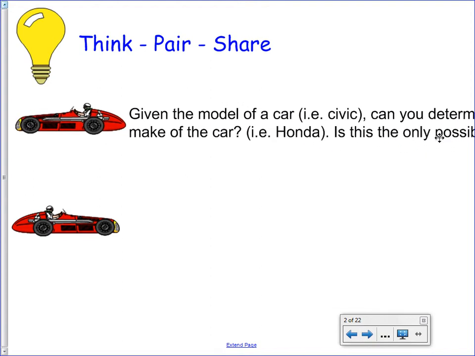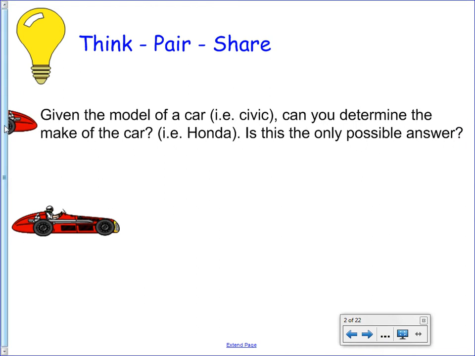I have here, it says, given, so for those of you who drive cars, I don't know anything about cars, given the model of a car, i.e. a Civic, can you determine the make of a car, i.e. a Honda? Is this the only possible answer? I want you to talk about that with your partner. What is it? Is there any other options?